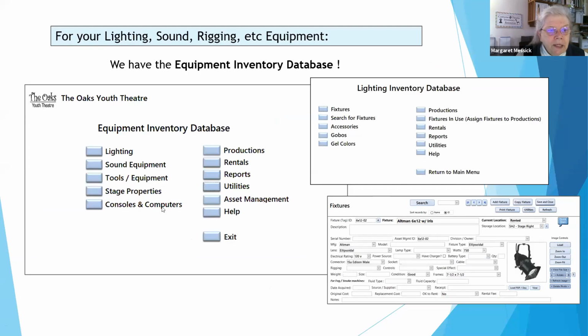We also have a database for lighting, equipment, sound equipment, tools, stage properties, and consoles. Again, very similar in the plan in terms of modules on the left of the main menu, features on the right. You can go in and create records for fixtures, accessories, gobos, and gels in the lighting module, and sound equipment. You would create records for all your different pieces of sound equipment and cables. Okay.